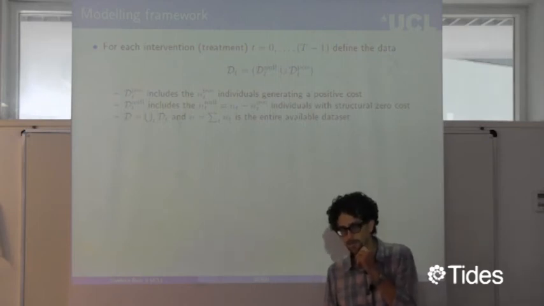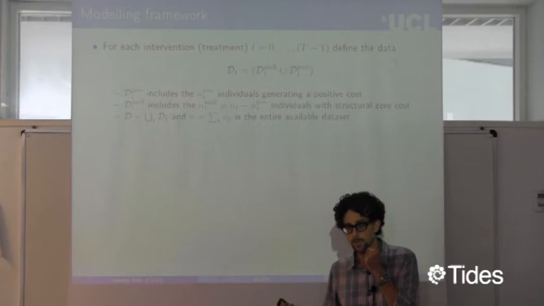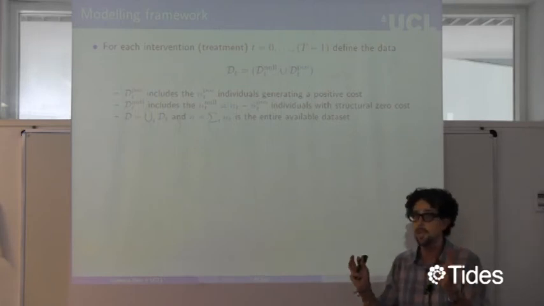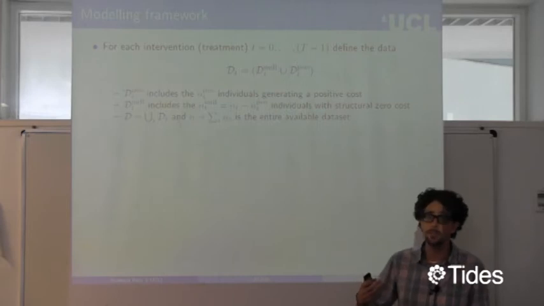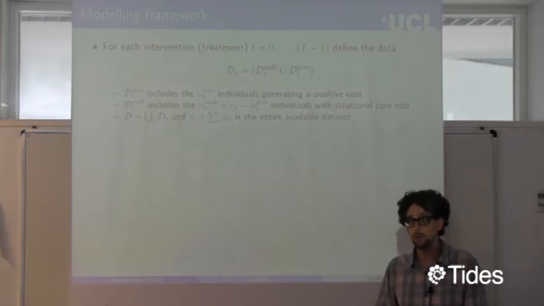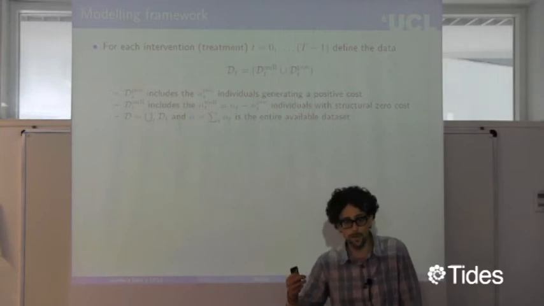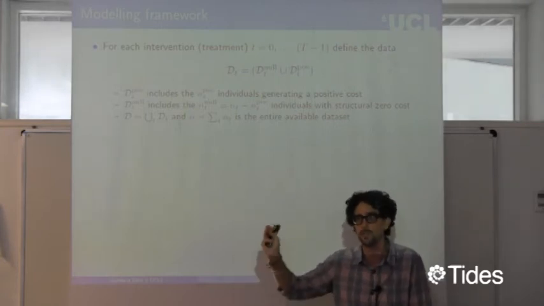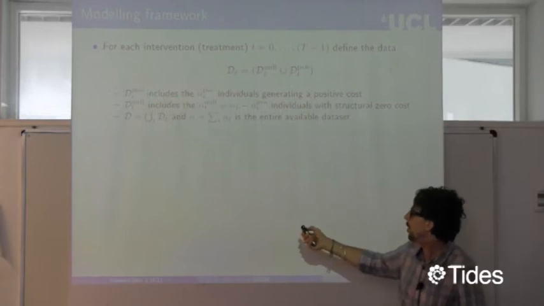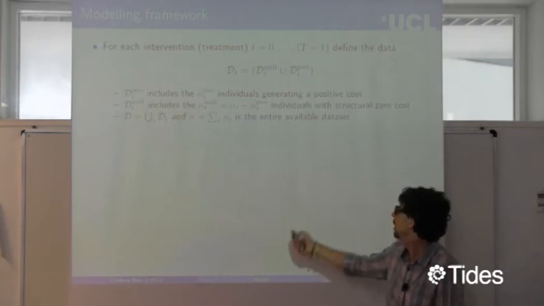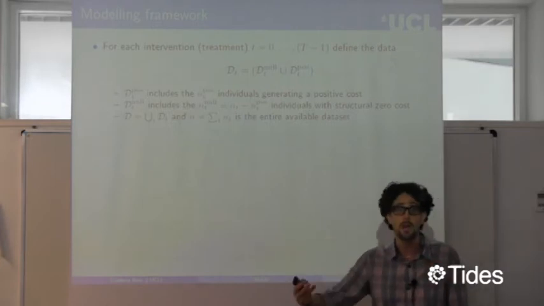I suppose that I have a few interventions, say t interventions, 0, 1, 2, 3, up to t minus 1. And for each, I define the data as the union of these two different subsets. D_t null is the data for the patients where I observe a zero cost, but also in D_t null I'm including the effectiveness variable. So there may be the case where somebody has a zero cost, but a quality of life measured in terms of 25 QALYs, say. D_t pos is the remaining part of the data set where people are actually observed to have positive costs. Typically, D_t pos will be much, much larger than D_t null.